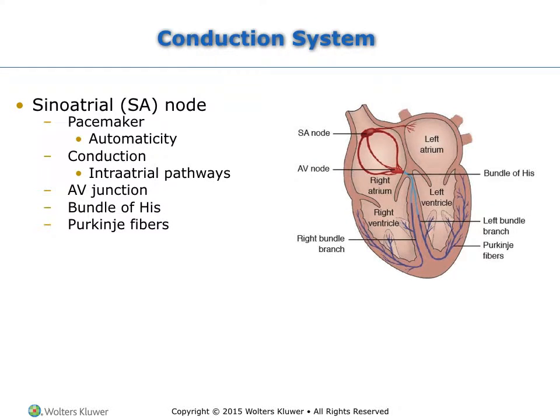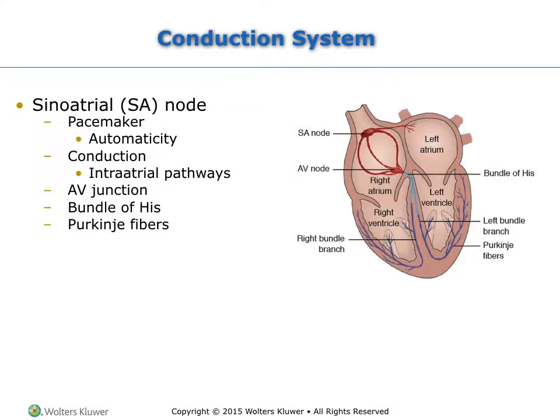You should review the conduction system of the heart. Remember that the pulse originates at the SA node, and that is sort of considered the automatic pacemaker of the heart. The conduction is through interatrial pathways, through the AV junction, the bundle of His, and finally the Purkinje fibers.